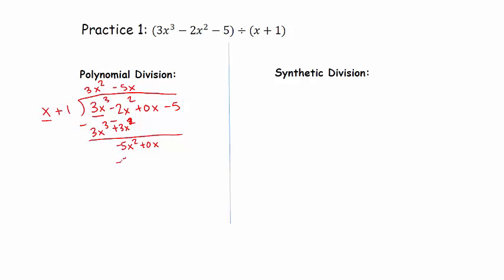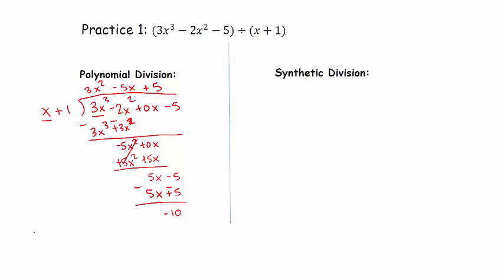Do our multiplication here. And then subtract, which changes it to add. These obviously cross out, and you're left with 5x. Bring down your negative 5. And then one more time, x goes into 5x 5 times. And then we subtract. So even though it looks like these should cross out, we actually get a remainder of negative 10.